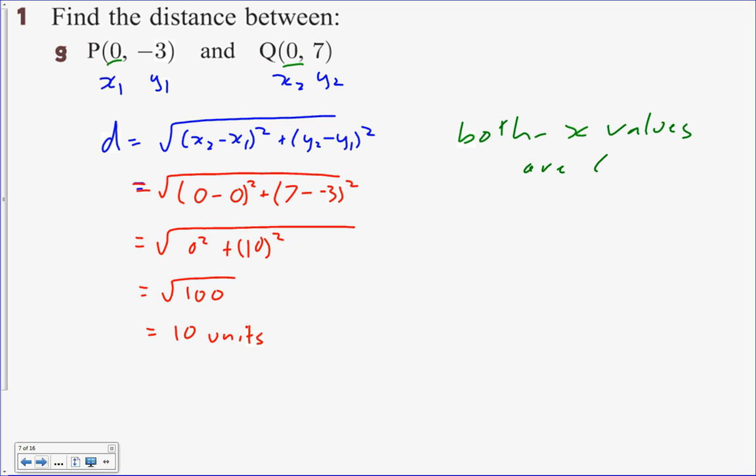Are 0, therefore vertical line. See? The vertical line.